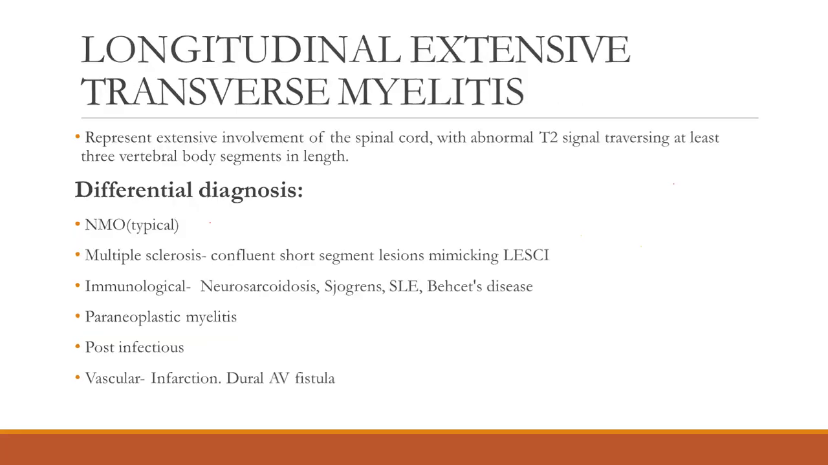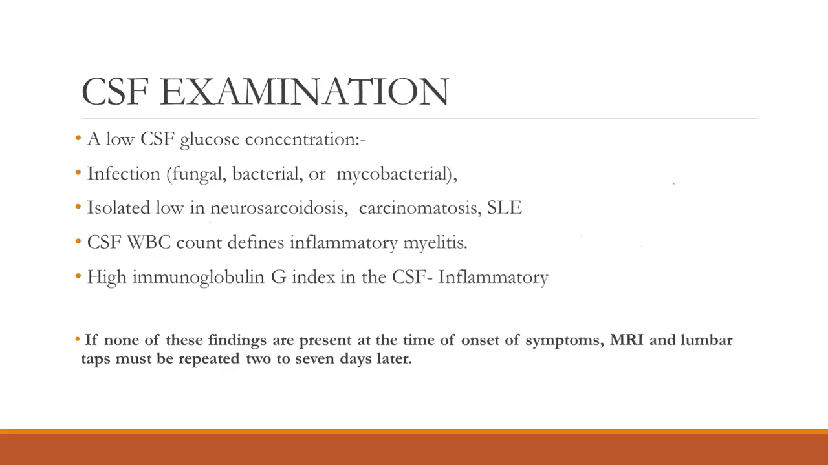So coming to longitudinally extensive transverse myelitis. As I said, there is extensive involvement of the spinal cord, with T2 hyperintense lesions involving more than 3 spinal cord segments. Some of the differential diagnoses: typically seen in NMO spectrum disorders, but in some cases of MS, confluent lesions can mimic longitudinally extensive spinal cord involvement. Immunologically, neurosarcoidosis, Behçet's, SLE, paraneoplastic myelitis and post-infectious myelitis can mimic longitudinally extensive transverse myelitis.